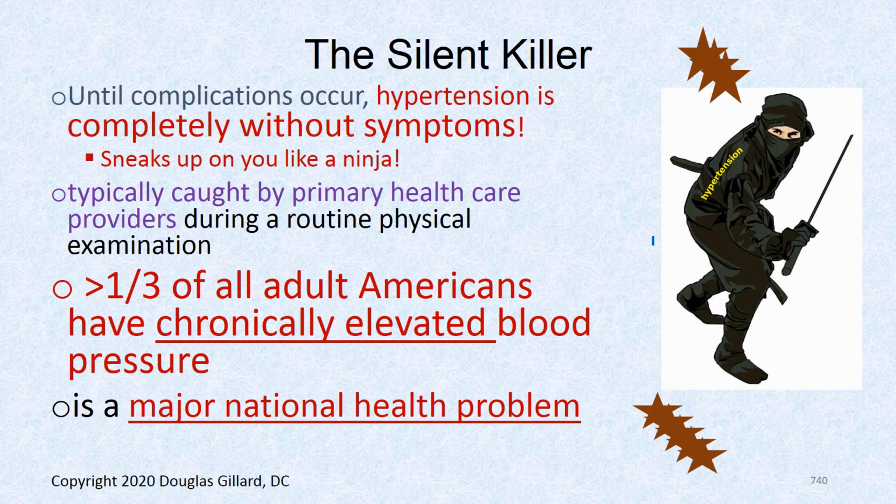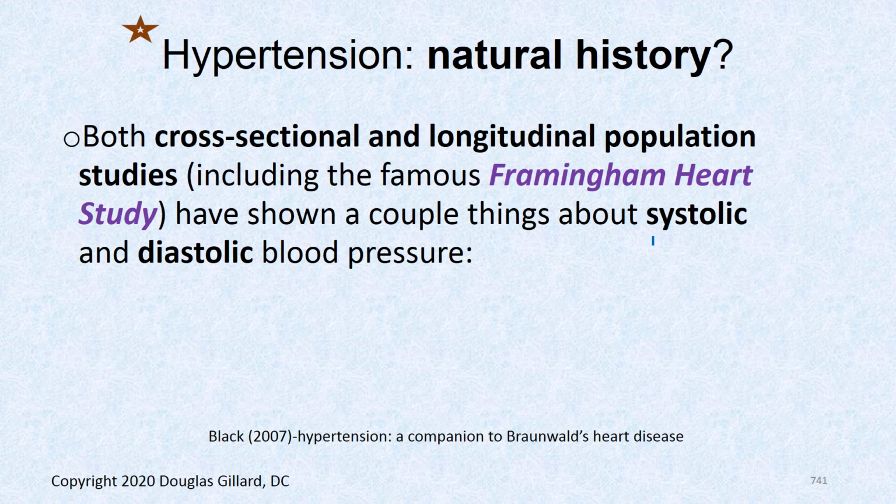A third of all adults, Americans, have chronically elevated blood pressure. That's 33%. That's insane, right? That's not Marfan syndrome, 0.01. 33% of Americans have hypertension, and they're supposed to be on meds. Many of them aren't on meds. So it's a huge problem. It's a huge killer.